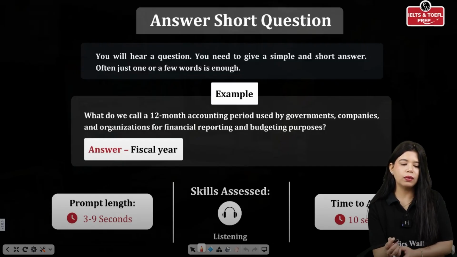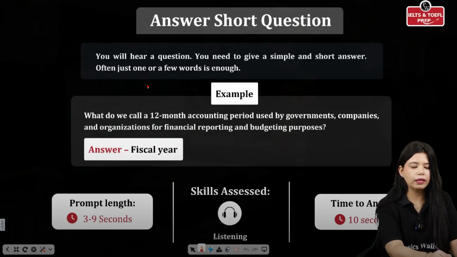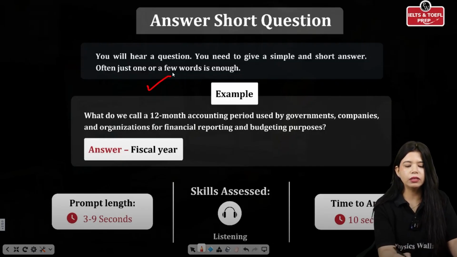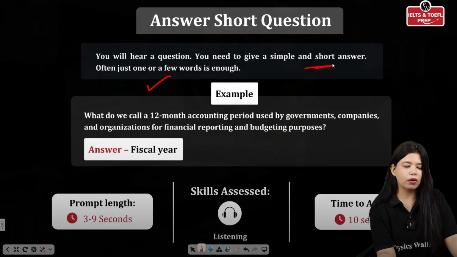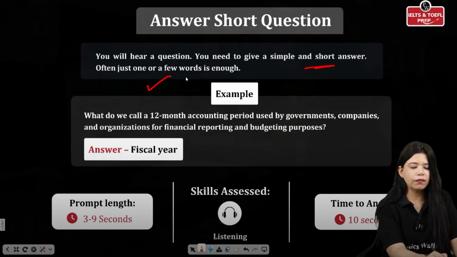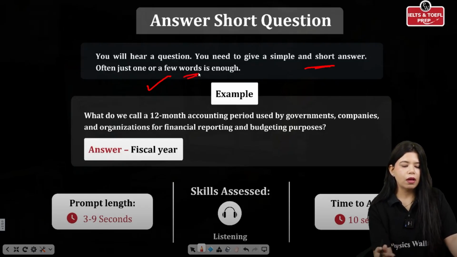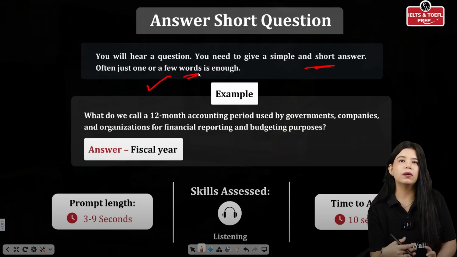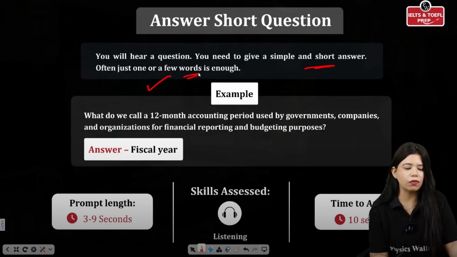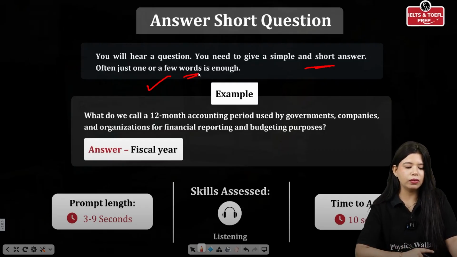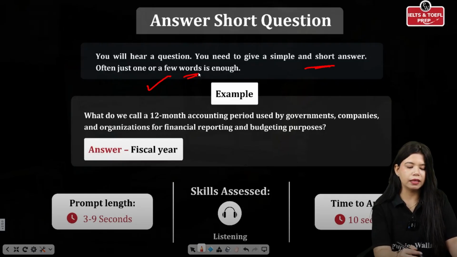Moving on, you will also be given a short answer question. Now here you will hear a question and you need to give a simple and short answer. Often just a few words is enough. So don't think about giving a very lengthy answer for this question type. Sometimes just one single word is enough, okay? So there's no need to give a very lengthy answer in this question type.